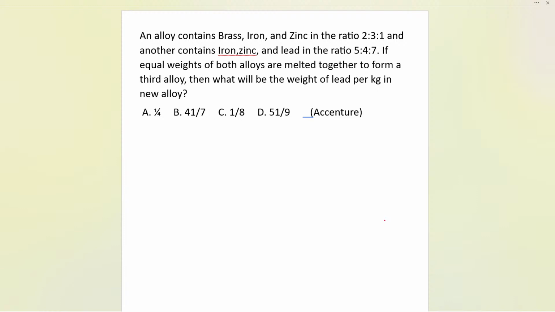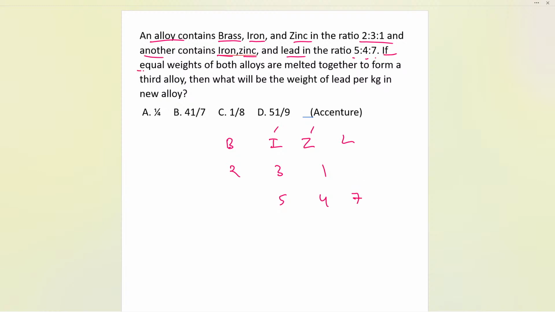Okay, time is up. You all tried your level best. I appreciate everybody who is present here. Let us see now. There is an alloy, and that alloy is brass, iron, zinc. Don't write the complete word, just write BIZ. They are in the ratio 2:3:1. Then we have another alloy that contains iron, zinc, and lead. There is one more, with ratio 5:4:7.